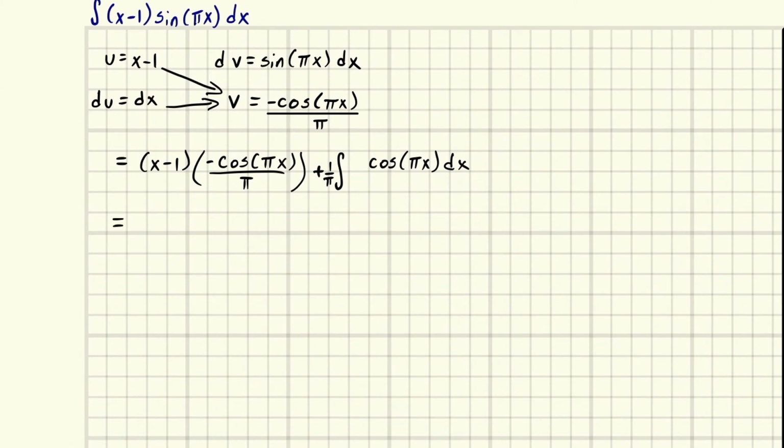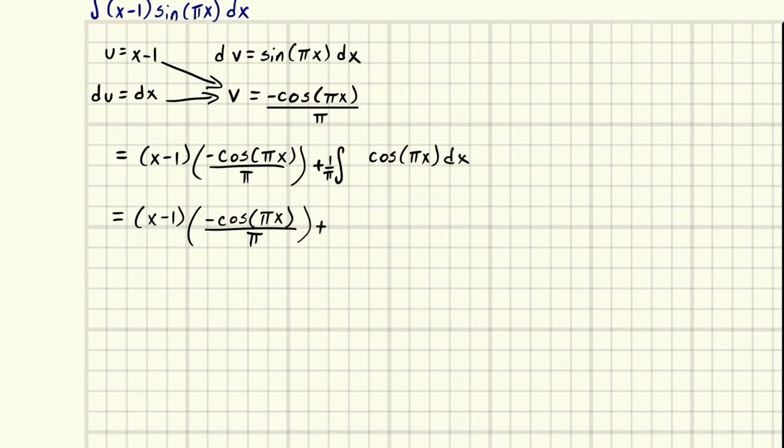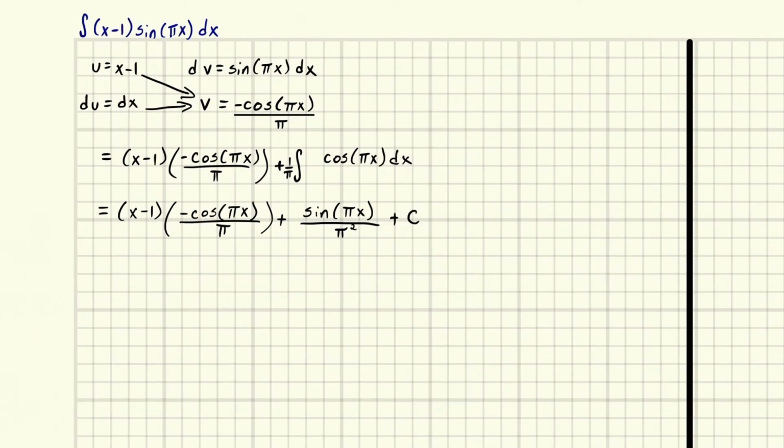So we're going to be left with, as our answer, (x minus 1) times negative cosine pi x over pi, plus, and then the integral of cosine is going to be sine, and there's no sign change on this one. It's going to be positive sine pi x. Again, we're going to divide by pi, and don't forget about the pi we have right here. So we're going to have a pi squared on the bottom. And since we don't have limits, we're going to put down plus C for that extra constant. And this is going to be our answer.